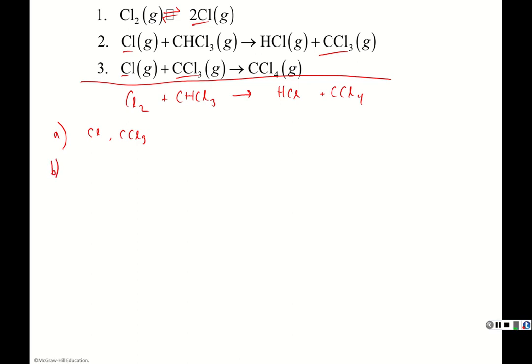Okay, so for part B, it's a little bit more difficult. Now we have to show that this is consistent with the observed rate law, and they give us the observed rate law. Let's write that down. Rate equals k times Cl2 to the 1/2 times CHCl3.